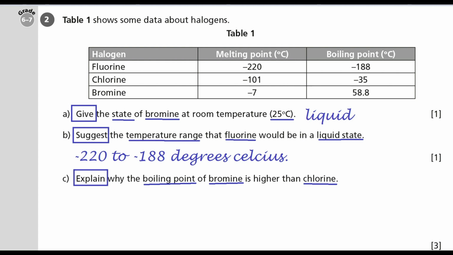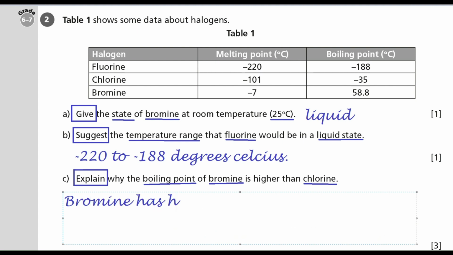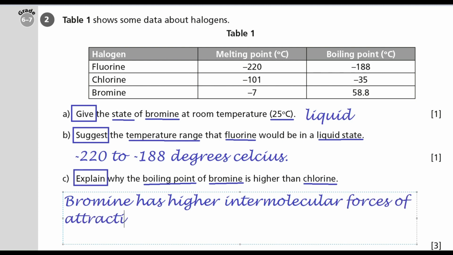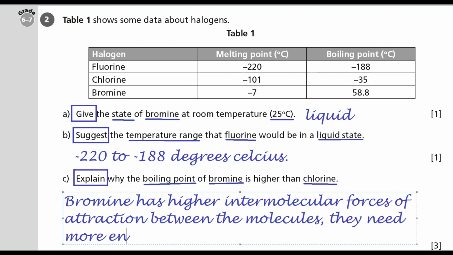So, what are we going to write? We're going to write that bromine has higher intermolecular forces of attraction between the molecules. They need more energy to be overcome. So the boiling point, BP for short, is higher.